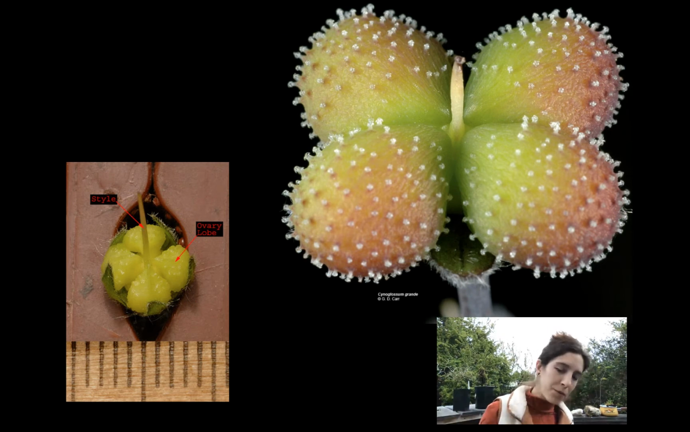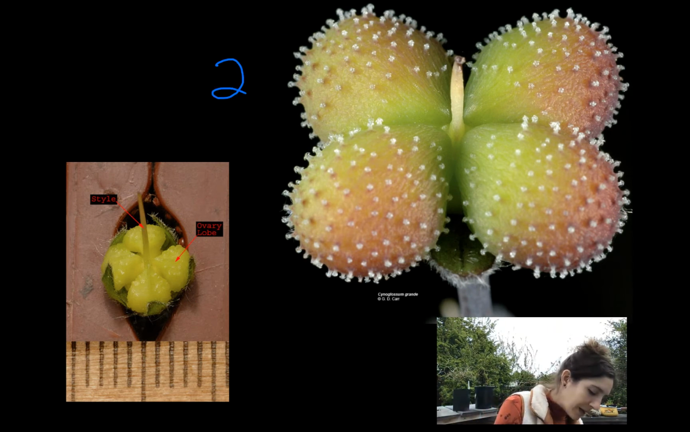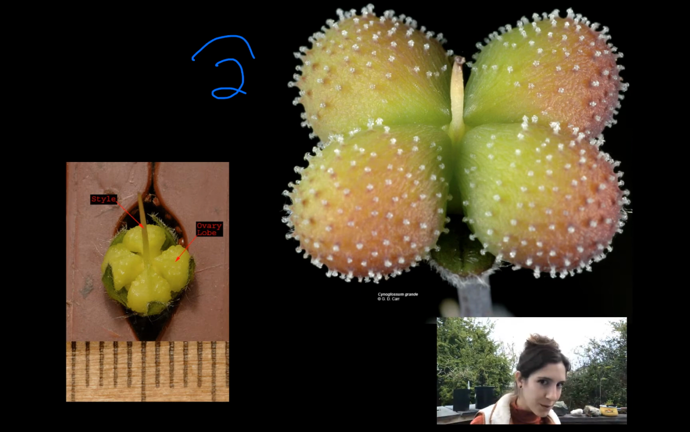And believe it or not, remember from the floral formula, it's actually 2 fused carpels. What? It looks like 4 unfused carpels. It looks like an apocarpous gynoecium of four carpels. Like, let's be real. That's exactly what it looks like.